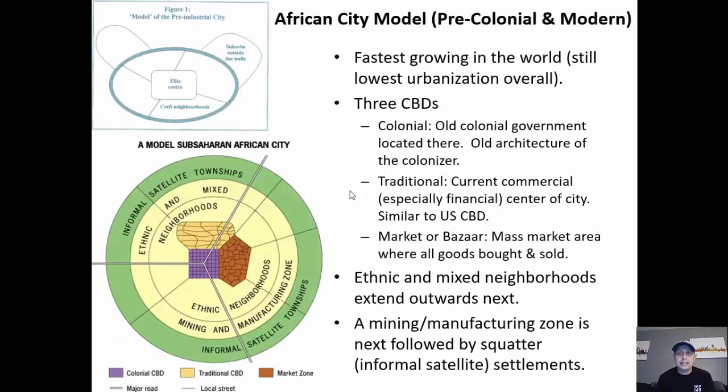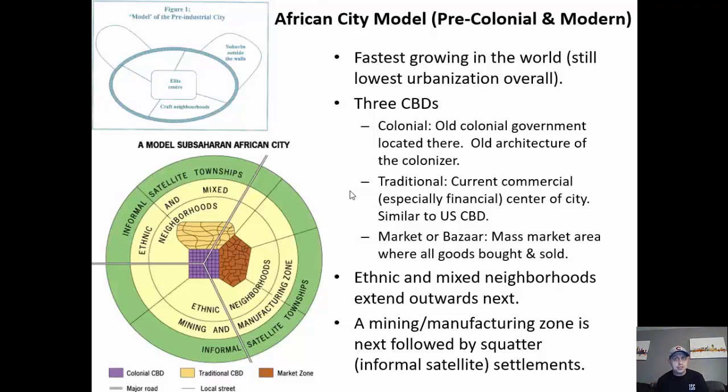African city model's a little bit different. This is pretty interesting. Remember, African cities are the fastest growing in the world. Now, here right away is what makes African cities so different. They have what are called three different CBDs. They're going to have the colonial CBD. This was usually the center of the country when the European colonizer was in that place. Usually the architecture looks European, and these were usually government sites, government buildings, where the governor would have lived and where political decisions were made.